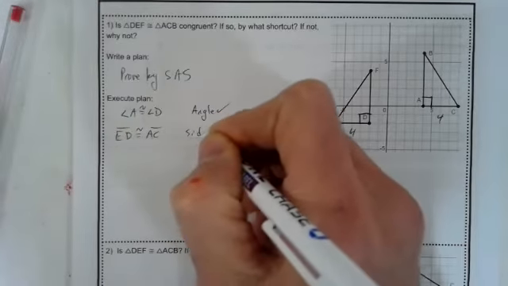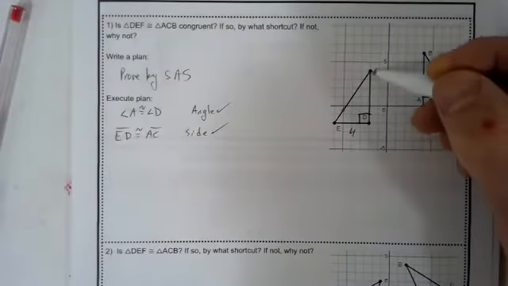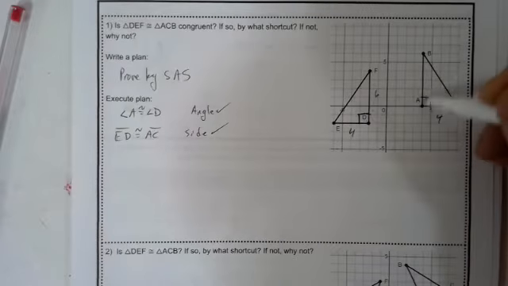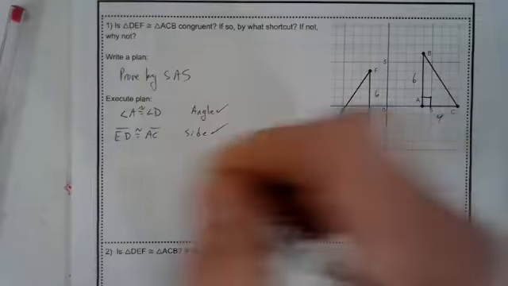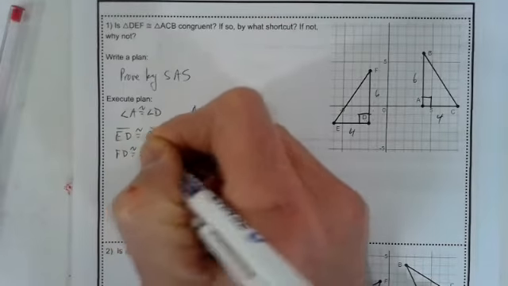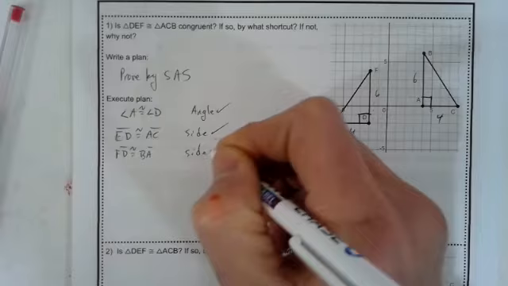That's a side. Check. Now I've got FD, 1, 2, 3, 4, 5, 6. BA, 1, 2, 3, 4, 5, 6. Fantastic. All right, so FD is congruent to BA. I've got my side. Check.